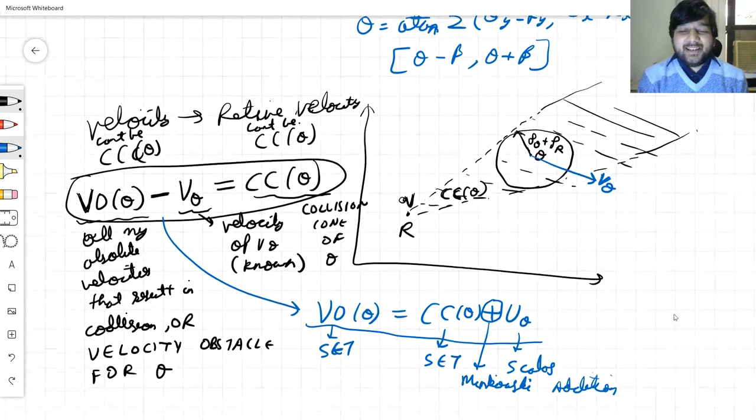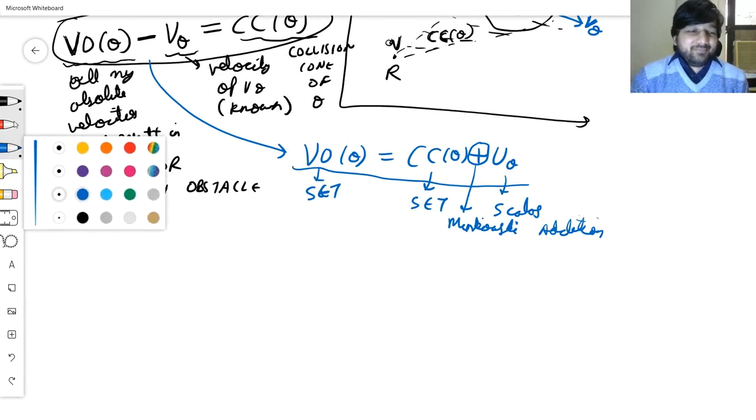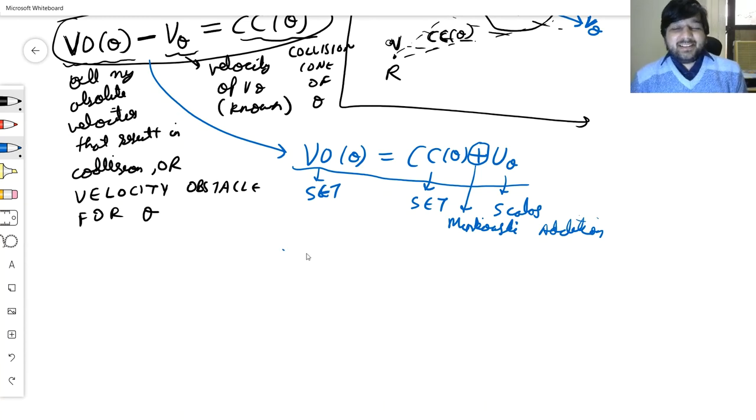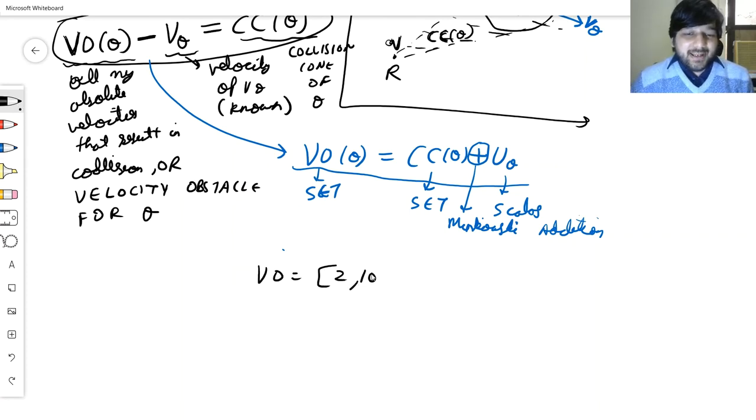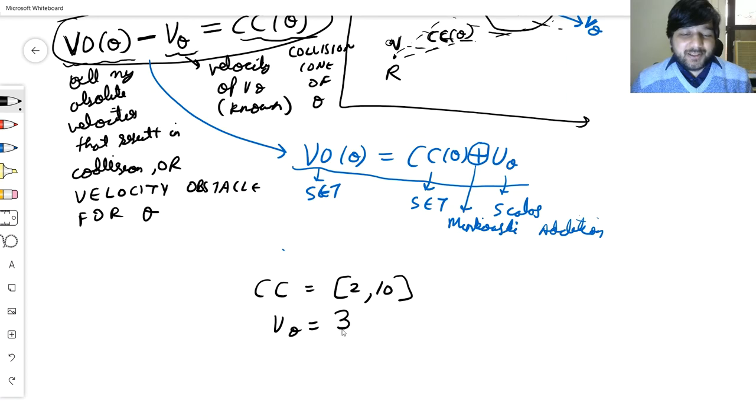Don't get frightened by it. I take the same example of a linear case, one dimension. Suppose the collision cone happened to be 2 to 10 and the velocity by which this one was moving happened to be 3. And let's say the velocities are discrete. So it's 2, 3, 4, 5, 6, 7, 8, 9, and 10. Minkowski addition will be to add this 3 to all the numbers.